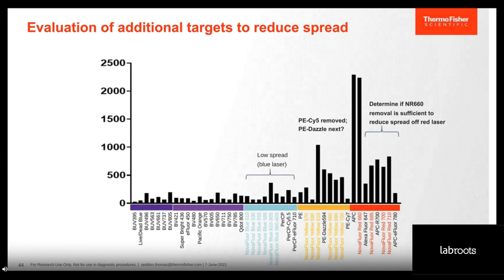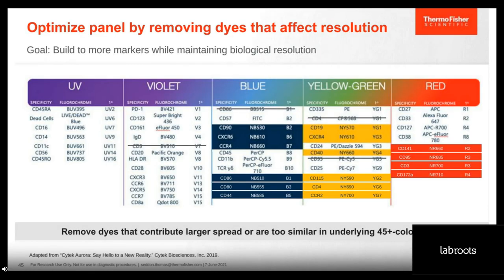And the last thing in terms of thinking about this is, is the NovaFluor Red 660 removal sufficient to remove spread off the red laser? And if not, it's probably worth removing one more dye from this region to really reduce the spread. As you're looking at the panel, again, I already mentioned we've removed the dyes that affected the resolution off of the 40 color panel, built in this case to 45 colors. One of the first recommendations would be to remove the CD141 NovaFluor Red 660 to open up what's happening in the red.